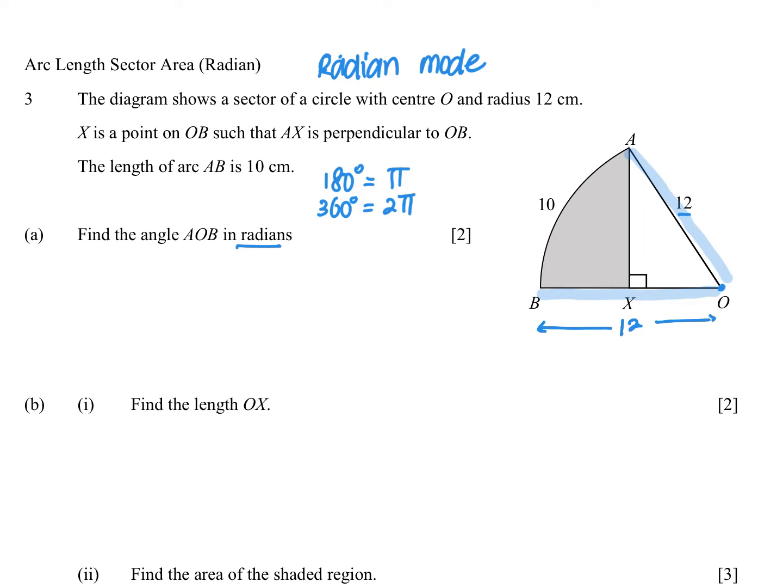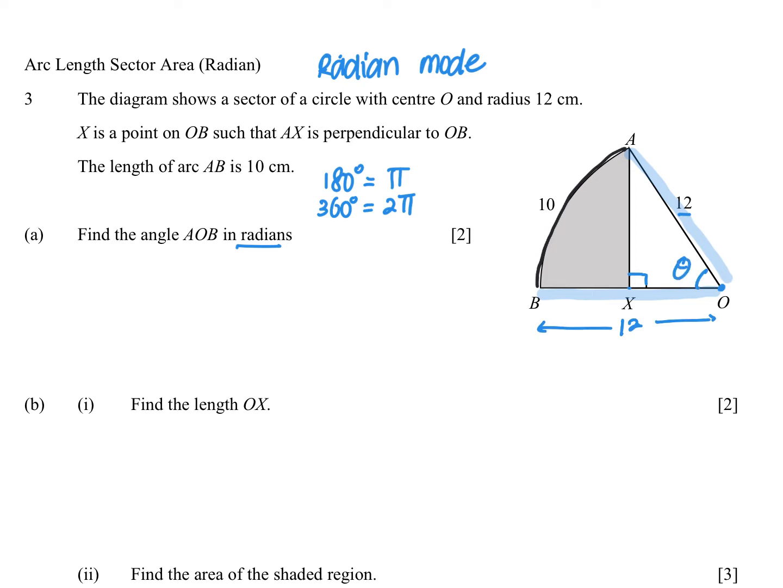Next, a point X is on the line OB such that AX is perpendicular to OB, so we have 90 degrees over here. The length of the arc AB is given to be 10 cm. Given that this arc length is 10 cm, we'll need to find the angle. The question says find the angle AOB in radians. How do I find the angle AOB? I shall indicate this as my theta, or angle AOB.